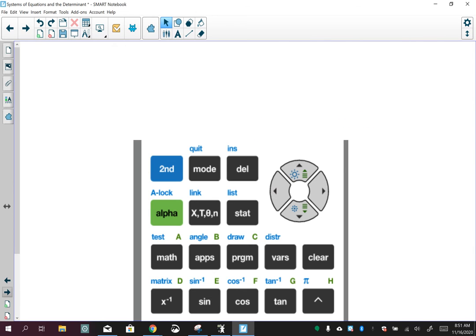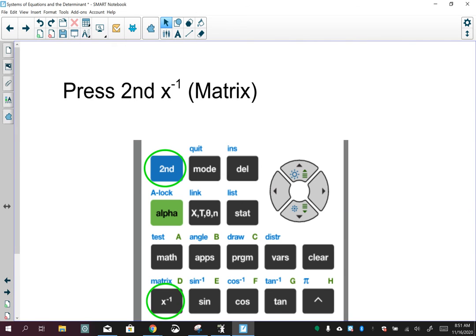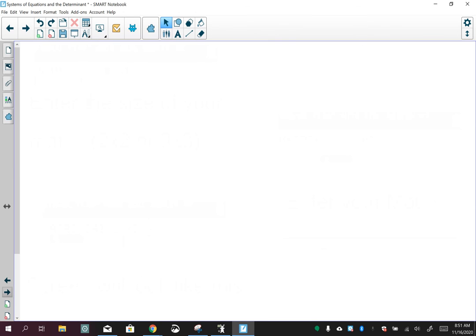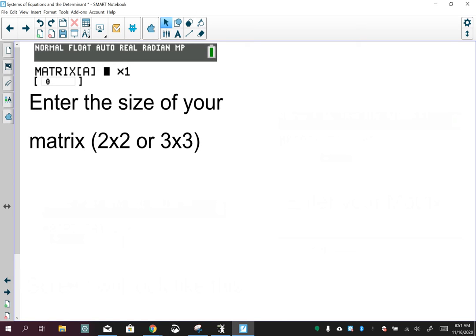So now let's use your calculator to do the rest of it. The first thing you're going to do is press second, and this is x to the negative 1, so it's the inverse. That actually will be matrix. So second matrix, okay? Then you're going to arrow over to edit, and you're going to select number 1, or any one, actually. It could be any one of these that you want. And then you're going to enter your matrix size here. It's either going to be a 2 by 2 or a 3 by 3. So you just have to pay attention to what it is that you're going to be doing.